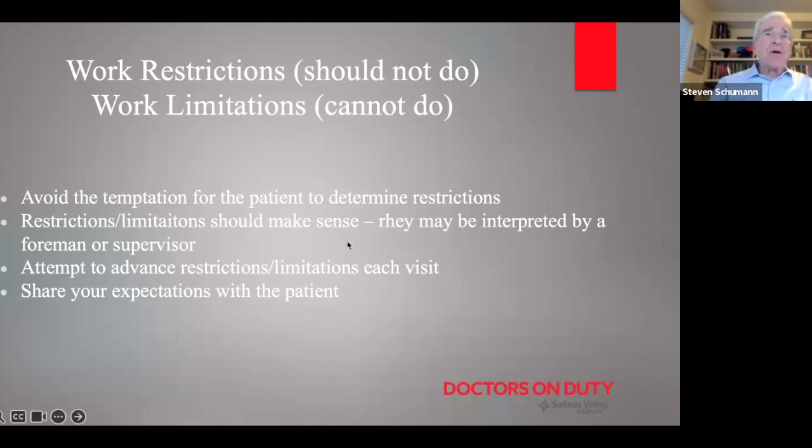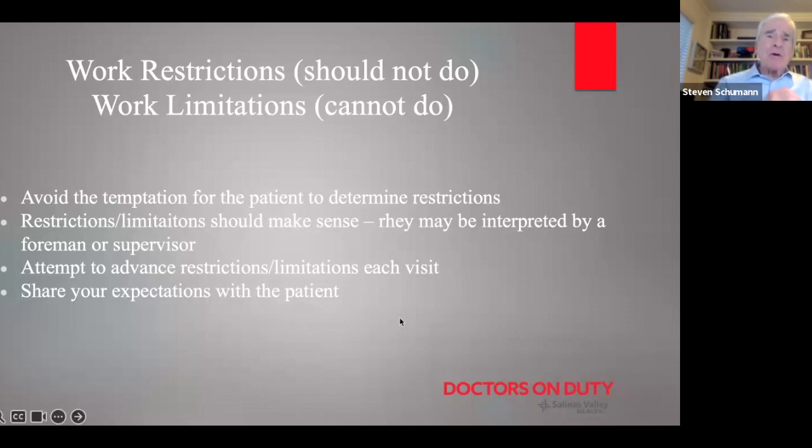Restrictions and limitations, and I apologize for two typos here, should make sense. Again, it should be understandable to a foreman or supervisor or others who may not have a lot of experience interpreting job descriptions. Make it understandable so they can come up with whatever work assignment if they can accommodate restrictions, and attempt to advance the restrictions each visit. So each visit, lifting a little bit more, bending more, diminishing the restrictions as you're able to. So there's demonstration that the patient's getting better.